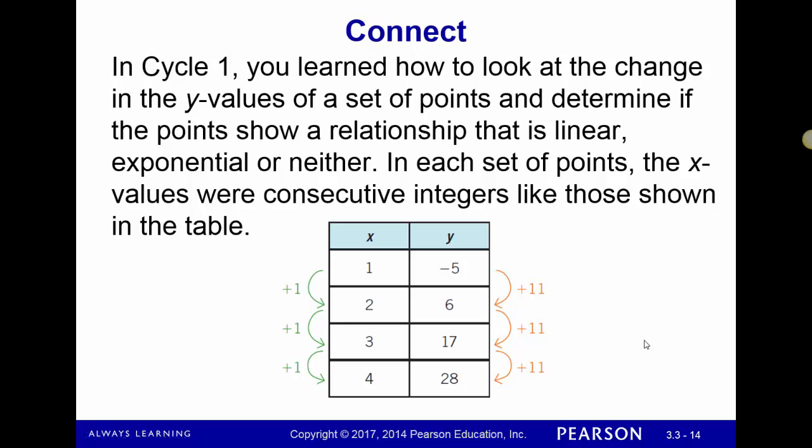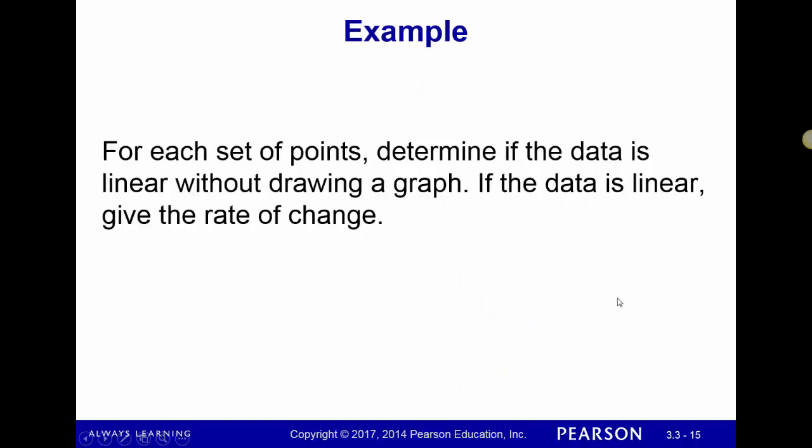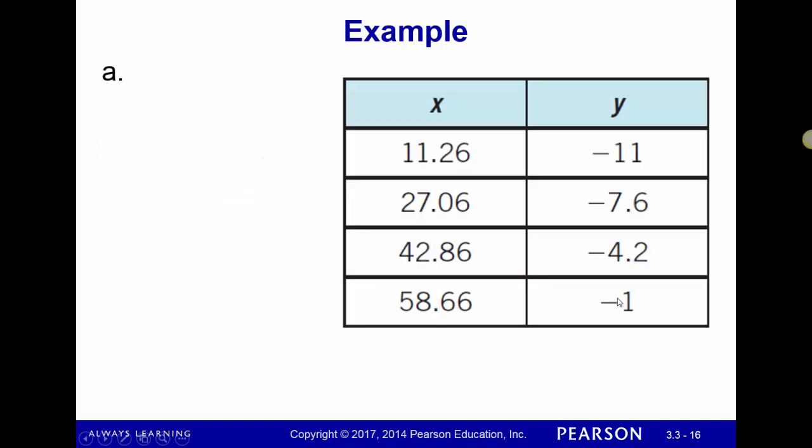Now, just a little connection with what we learned in Cycle 1. We learned how to look at the change in the y values of a set of points and determine if they showed a relationship that was linear, exponential, or neither. In each set, the x values are consecutive integers like we see here: 1, 2, 3, 4. So the rate of change here in x is constant. It's 1. That would be our run. And here our rise, in this case, is going up by 11 each time. So the slope of the line that connects those points would be 11.